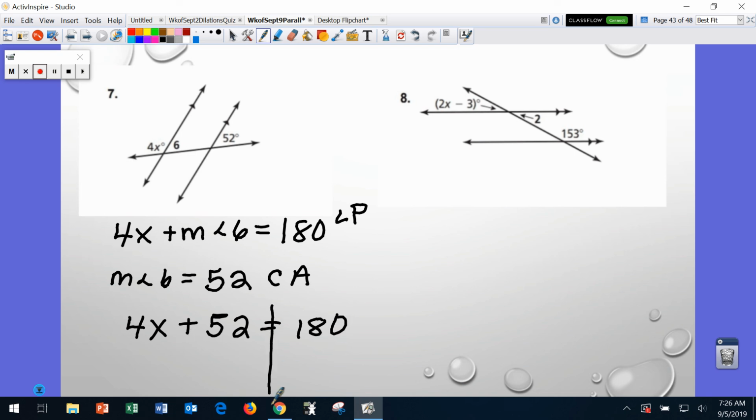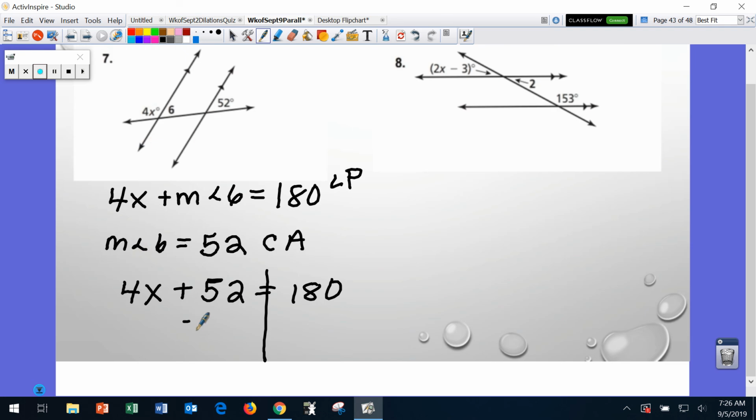So now draw the line, and I'm going to go back in a second and make sure they didn't ask us to find the actual angle. You have to be careful with these questions. So right here, minus 52. Remember, the variables go on the left, the constants go on the right.